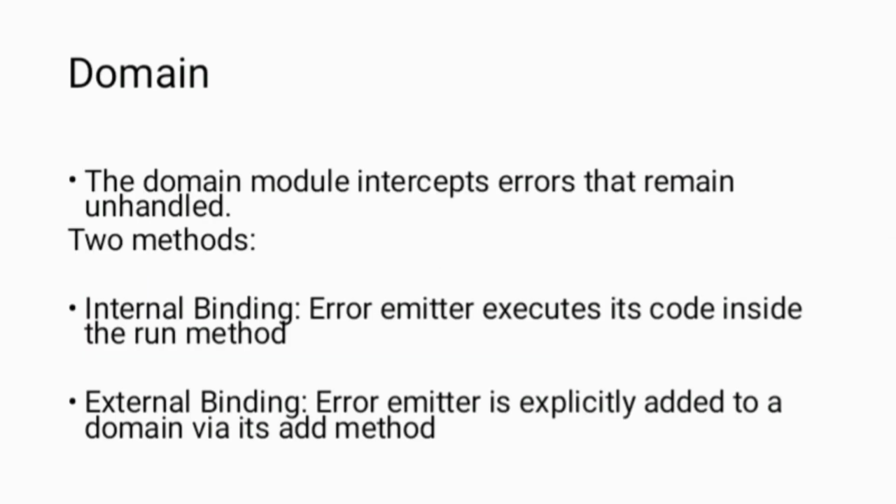Next, domain. The domain module intercepts errors that remain unhandled. There are 2 methods used for intercepting these errors. They are internal binding and external binding. Internal binding: the error emitted executes its code inside the run method. The external binding: the error emitted is explicitly added to a domain via its add method.